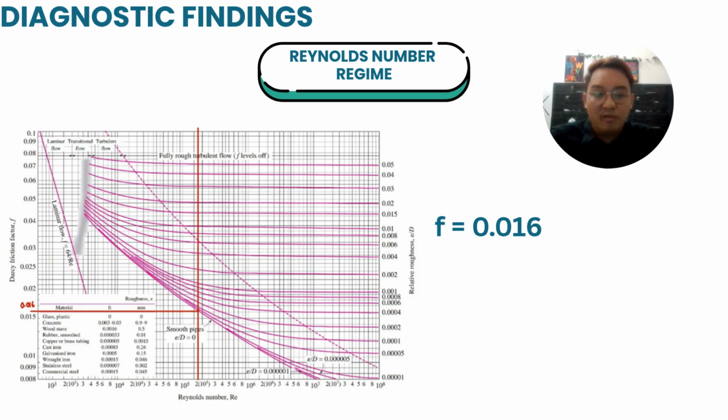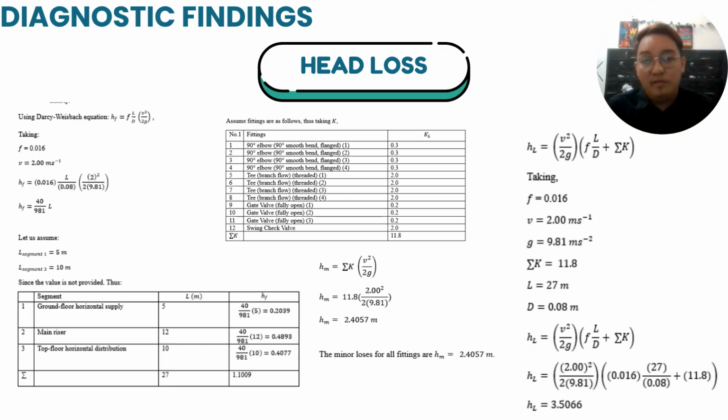So for the head loss calculation, we can divide it into two parts, which are major and minor losses. For the major losses, after substituting all the values, we can see that the value is 1.1009, and for the minor losses it is 2.4057. By adding both of these values, we can see our head loss is equal to 3.5066 meters.